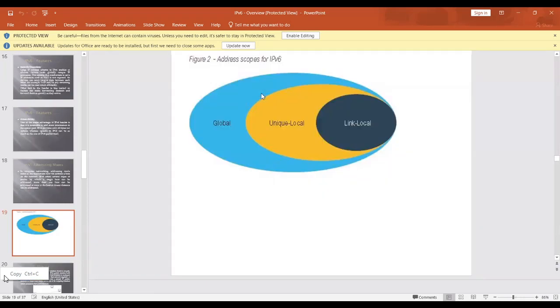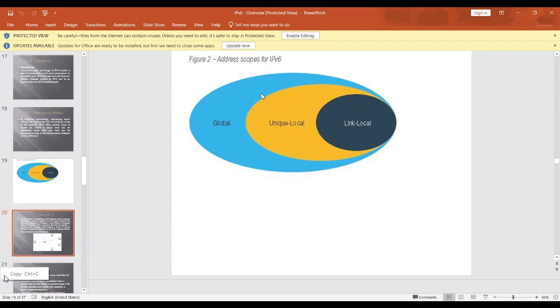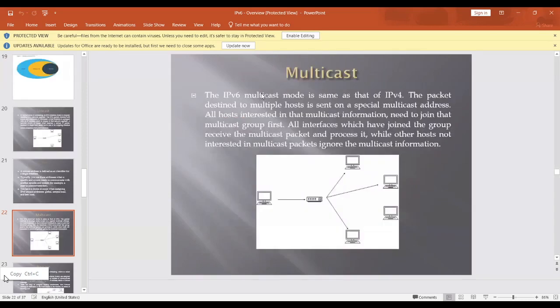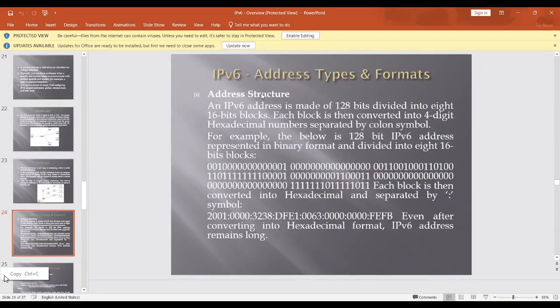So those are some of the features, and this is the address scope for IP version 6: link local, unique local, and global. That is one-to-one communication, and multicast and anycast are also in addition to this, right? This is unicast, multicast, and anycast, right? So these are some of the types of formats. This is the address block.